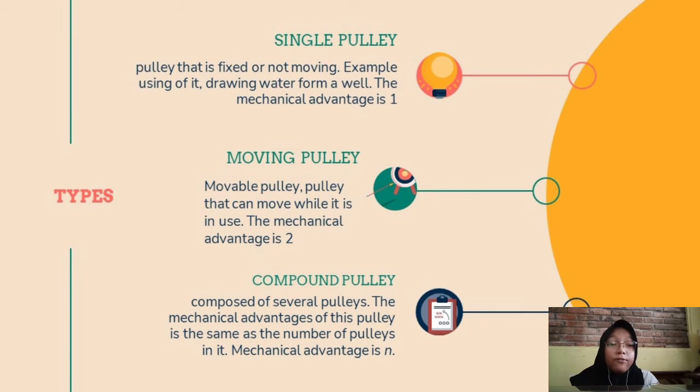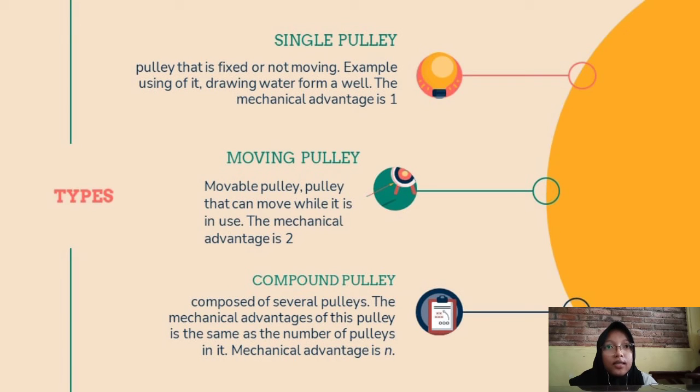And pulleys have several types. There is the single pulley that is fixed and not moving. An example is drawing water from a well, and its mechanical advantage is one. And the second is the moving pulley, also called the movable pulley. That pulley can move while it's used, and its mechanical advantage is two.